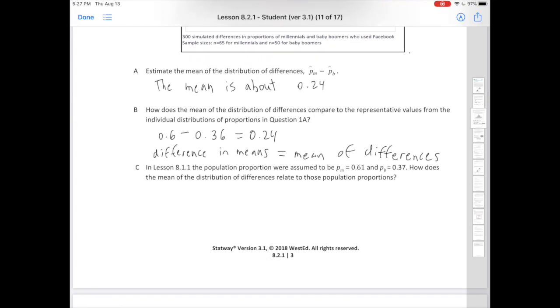In lesson 8.1.1, the population proportions were assumed to be PM equals 0.61 and PB equals 0.37. How does the mean of the distribution of differences relate to those population proportions? Again, PM minus PB is 0.61 minus 0.37, which is 0.24. So there you go.